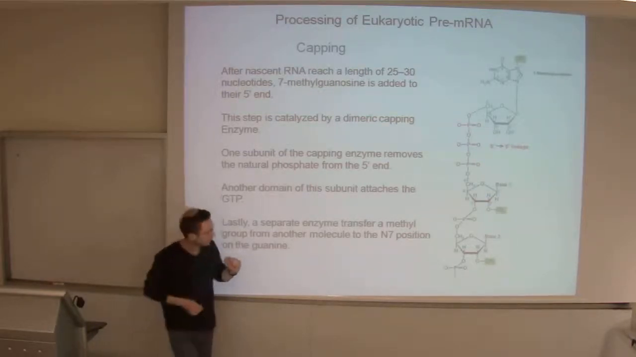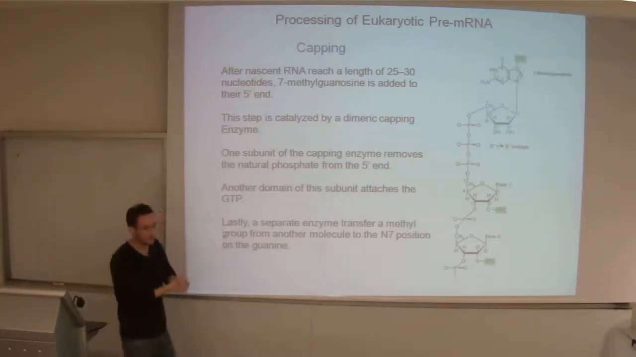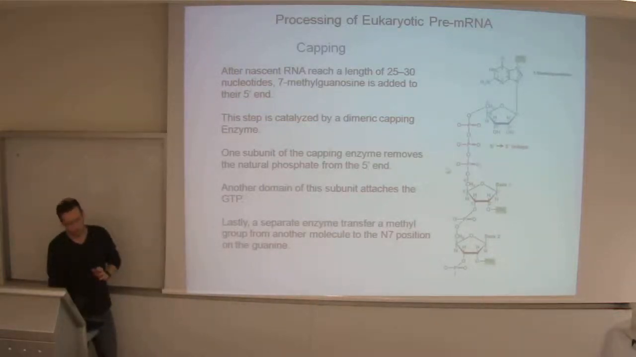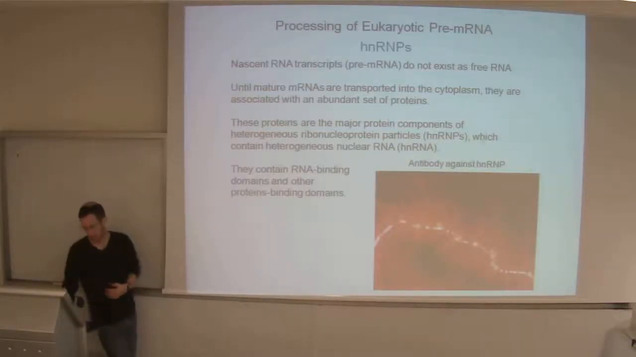What's the goal of this process? We will see it later on, because it links to other regulatory processes in the cell. For now, let's just mention that it prevents exonuclease activity from the 5' end. If this end is exposed, there are a lot of exonucleases in the cytosol that will cleave and degrade the RNA from the 5' end. First of all, this chemical moiety prevents this degradation. 5' to 3' exonucleation is what it prevents.